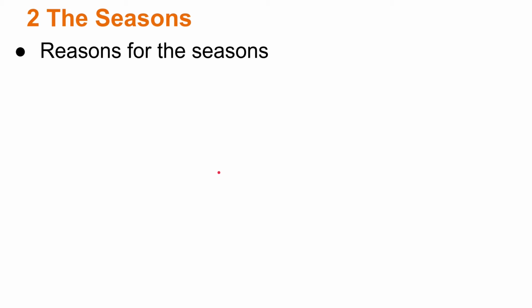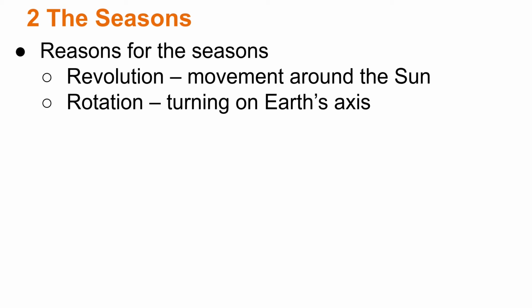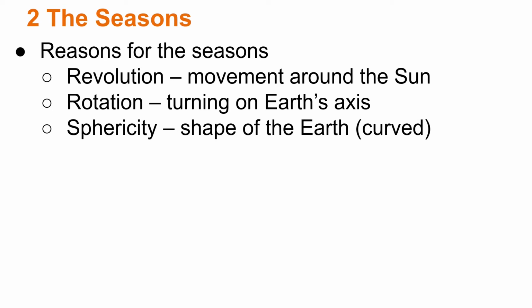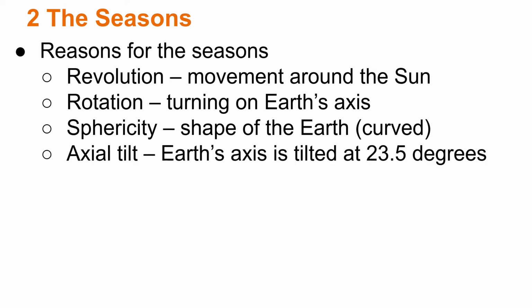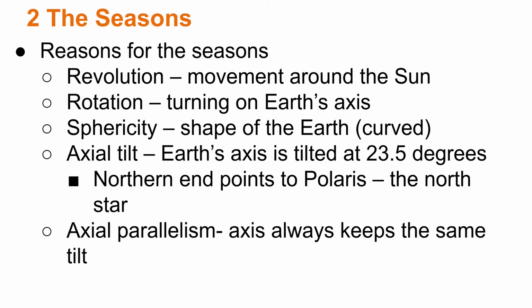So there are 5 reasons for seasons. We've got revolution. Earth revolves around the sun once every 365 point something days. Rotation. Earth rotates on her axis once in 24 hours. Earth is spherical. Earth's axis is tilted at 23.5 degrees off of its orbit. The northern end points towards Polaris, which is the North Star right now. And axial parallelism. So that's the idea again that as Earth revolves around the sun, the axis points in the same direction.